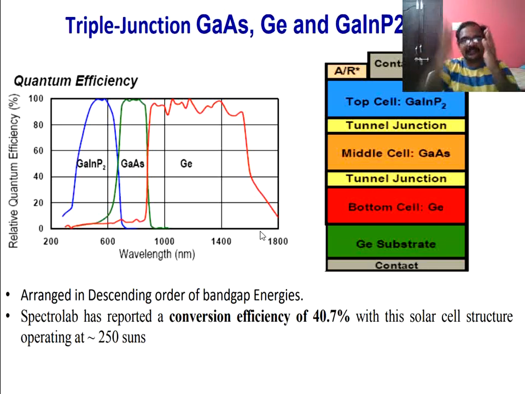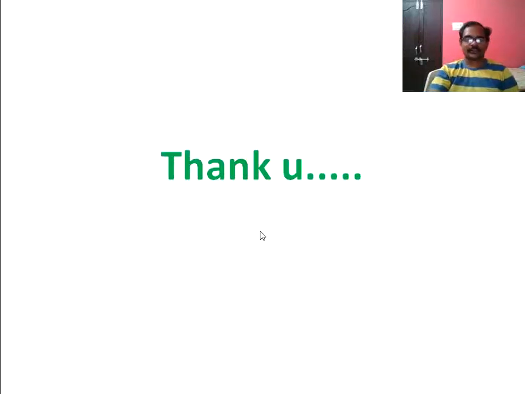So these solar cells are used to power the satellites in space, where you will get a larger amount of solar radiation. More than 250 suns of solar radiation is available in space. Thank you. And with this we have ended our 5th unit.